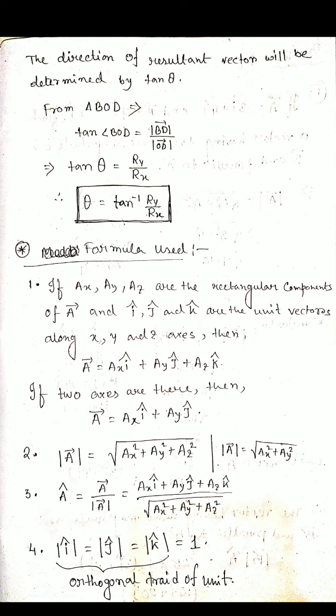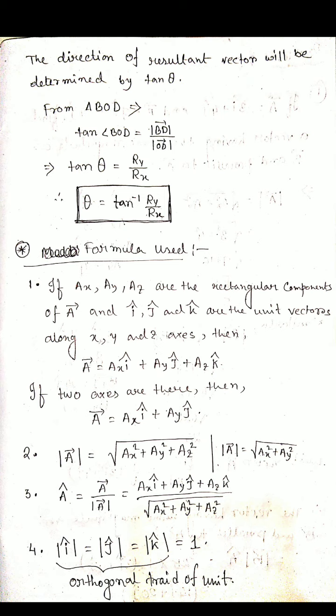Suppose we resolve the vector along three axes, that is Ax, Ay and Az, along the x axis, y axis, z axis, with their direction vectors or unit vectors, that is i cap, j cap and k cap. And if two axes are there, then only Ax and Ay. So we write A vector equals Ax i hat plus Ay j hat plus Az k hat. Their combined effect, that means the addition of these three components, is equal to the main vector A.